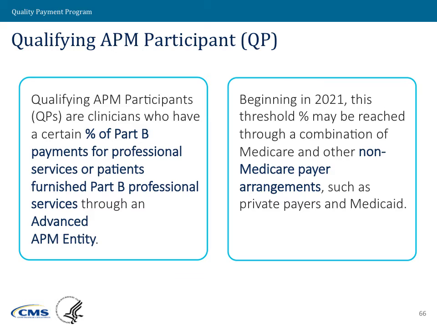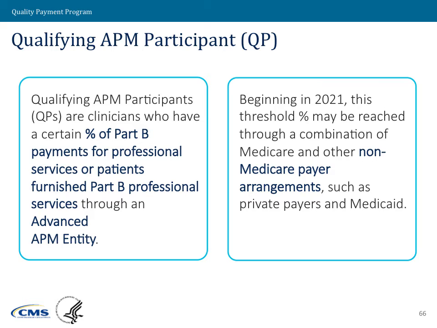So when we say Qualifying APM Participant, or QP, we're talking about the specific clinicians who are participating in advanced APMs. And there's a specific threshold that the MACRA law set forth to identify which clinicians are actually participating in advanced APMs, and that they, either individually or as a group, collectively have enough of their Part B payments or Part B patients through that advanced APM. And that's saying that they are sufficiently participating in an advanced APM to receive these rewards under the Quality Payment Program.